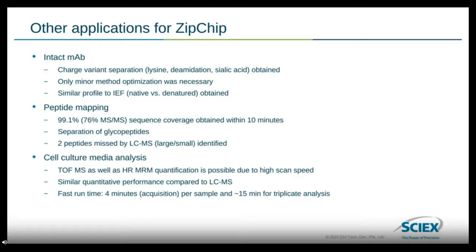As you can see, with a runtime as short as 10 minutes, we can obtain close to 100% sequence coverage with the ZipChip MS coupling. We are well able to separate, on a chromatographic or electrophoretic basis, modified peptides like glycopeptides and deamidated peptides from their native peptides. And we were also able to detect additional peptides in the peptide mapping that we couldn't see with LCMS, for example, very small or very large peptides. I will show examples in a minute.